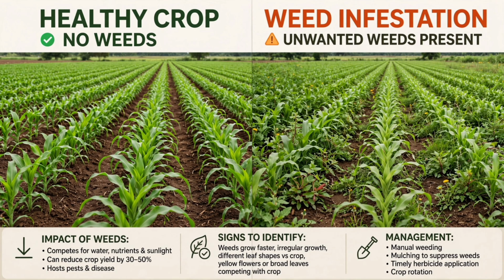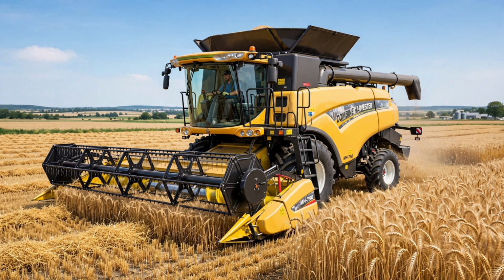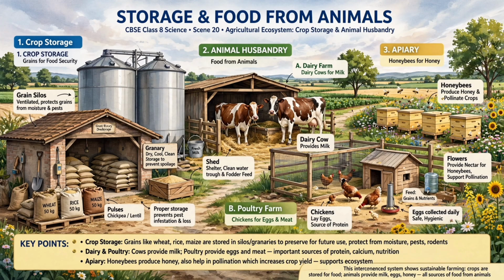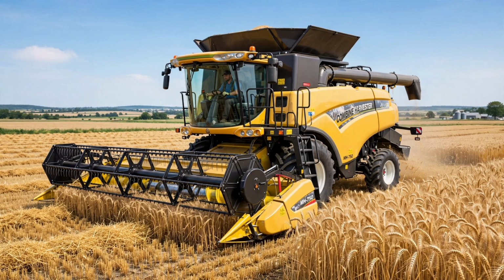Now we have already discussed weeds. Weeds are unwanted plants that must be removed from the field so that they do not compete with the actual crop plants. Harvesting, threshing and storage are essential after crop maturity. Last point is animals also contribute significant food products to the farmer, to the cultivators. This is the overall discussion on this chapter.